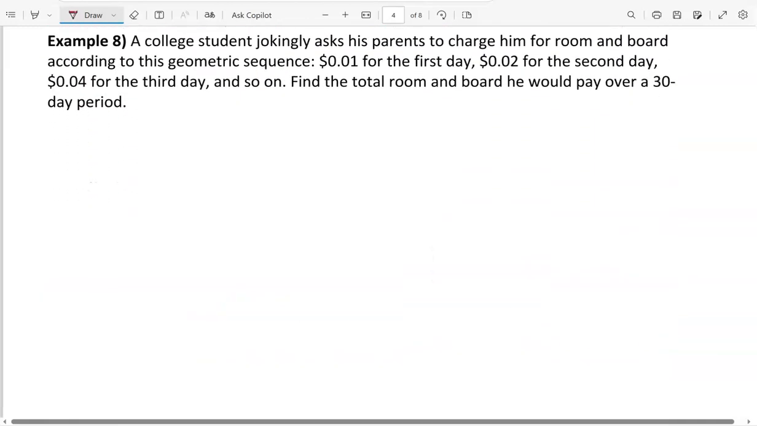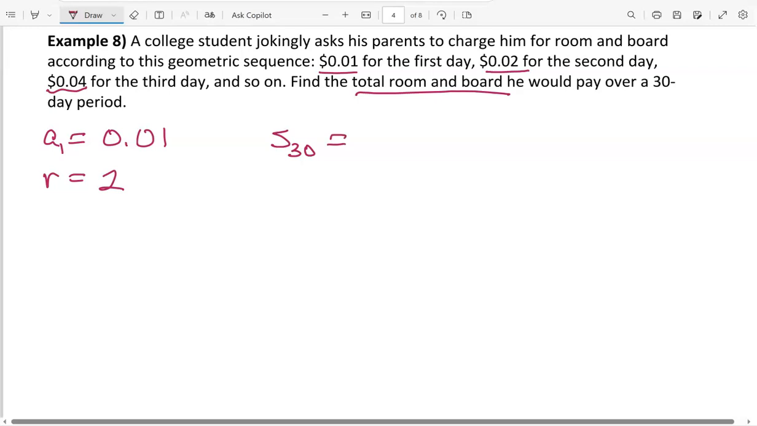In our last example, a college student jokingly asked his parents to charge him for room and board according to the geometric sequence, 1 cent on the first day, 2 cents on the second day, and 4 cents on the third day, and so on. This forms a sequence where our first term is that 1 cent, and the common ratio is 2. We want to find the total room and board, so we're going to add together all those rents. So we're going to find the sum of 30 daily rents.